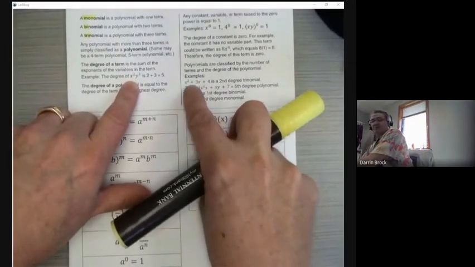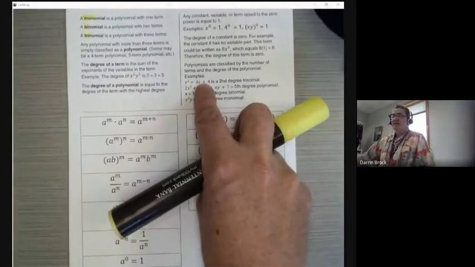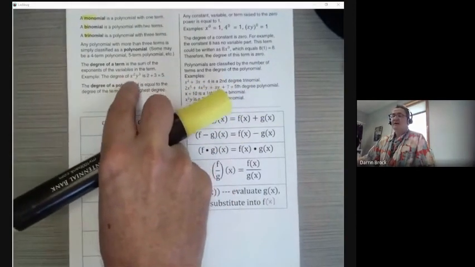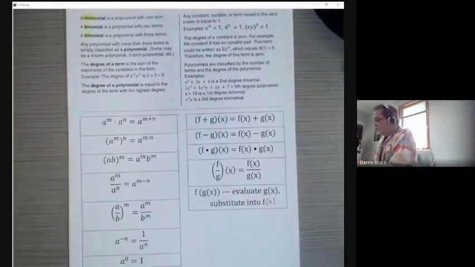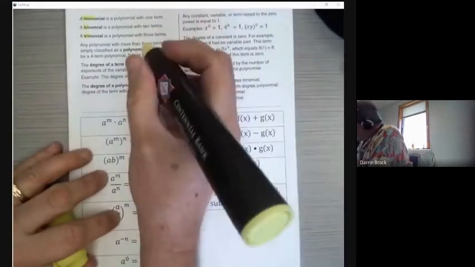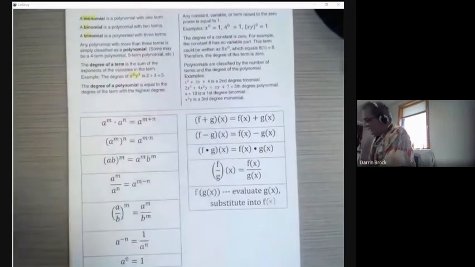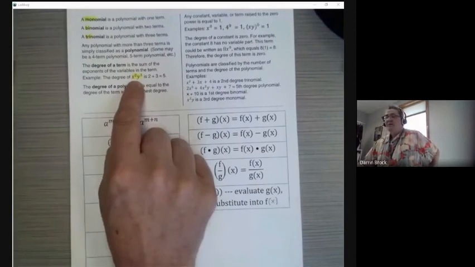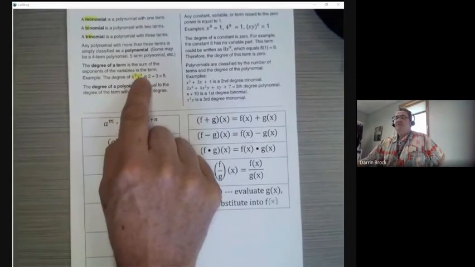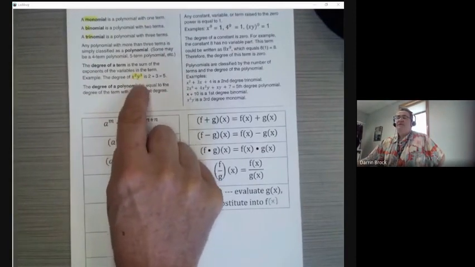This is multiple terms when there's not an arithmetic sign. One term is just like x squared y to the third. That's one term. So an x squared y to the third, what degree is that? You add all the exponents. So this would be 2 plus 3. This is a 5th degree term.